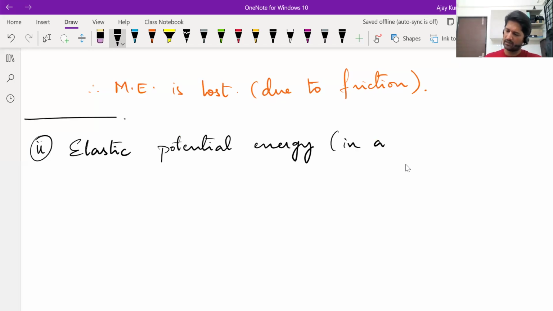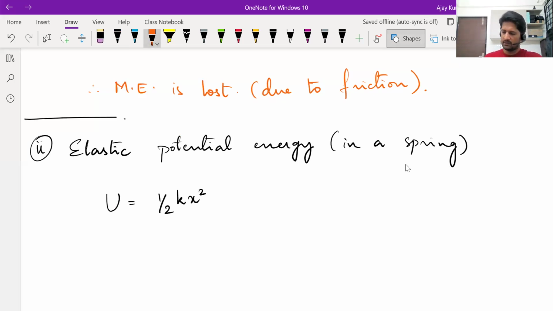In case of a spring, the formula will be half k x square. I had sent you a worksheet with the derivation in it. Do it and send it back to me if you have not done already. But if you solve it step by step, you will get this result.